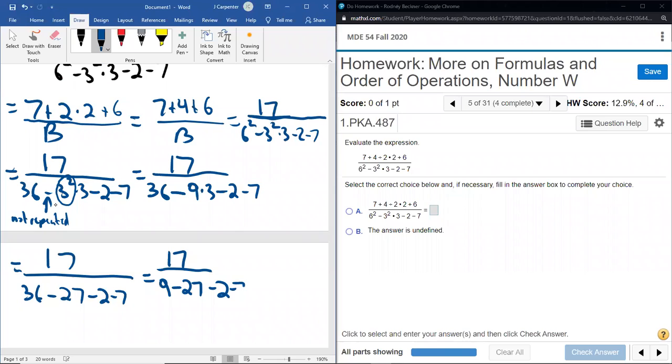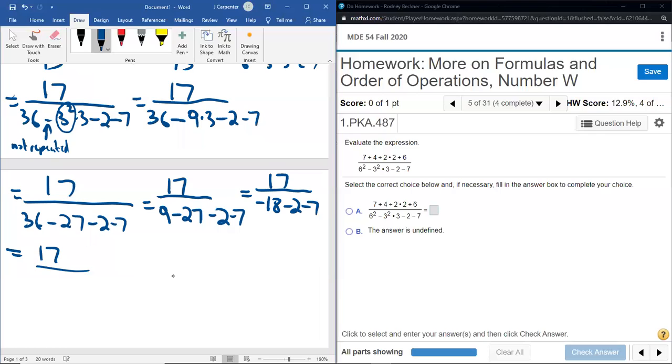I'm double checking some things just to make sure we haven't made any silly mistakes. All right. Then the 9 minus 27, those are opposite signs. So we subtract, 27 minus 9 is 18, but the negative 27 had the larger sign. So this would be 17 over negative 18 minus the 2 minus the 7. We're almost done. 17 over negative 18 minus 2, same sign, add and keep the sign, makes negative 20 minus the 7. Negative 20 minus 7, same sign, add the numbers, keep the sign. So that's negative 27.